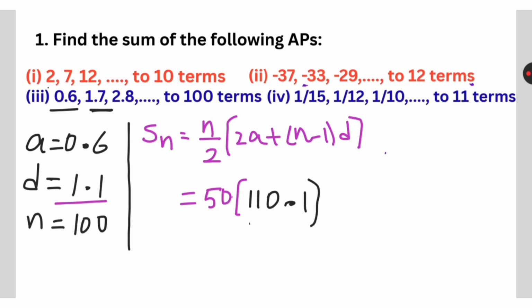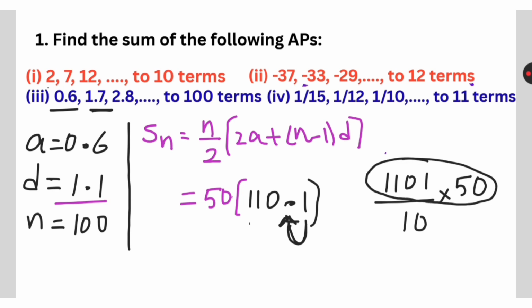Here you have to multiply with 50. And we have a decimal point, which is difficult. That's why first convert the decimal number into fraction form. Here there is one digit after the decimal point, so we can write the numerator as 1101 and the denominator as 10, because there is one digit after the decimal point. That's why we have to write 10 in the denominator. Now you have to multiply with 50. So just multiply the numerator, which is 1101 times 50.